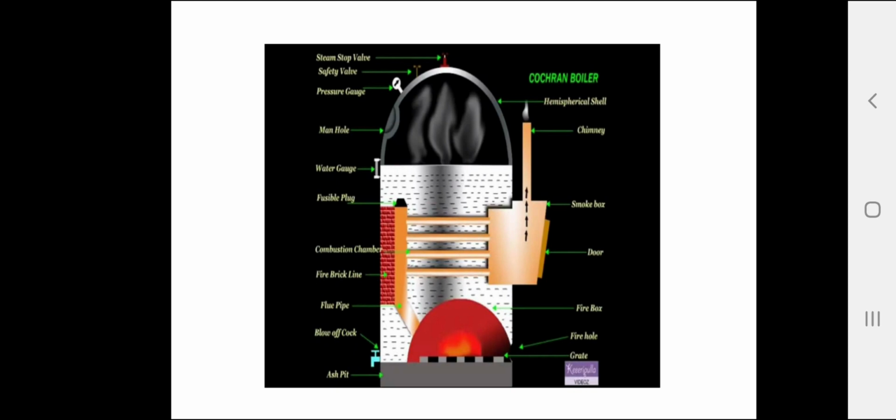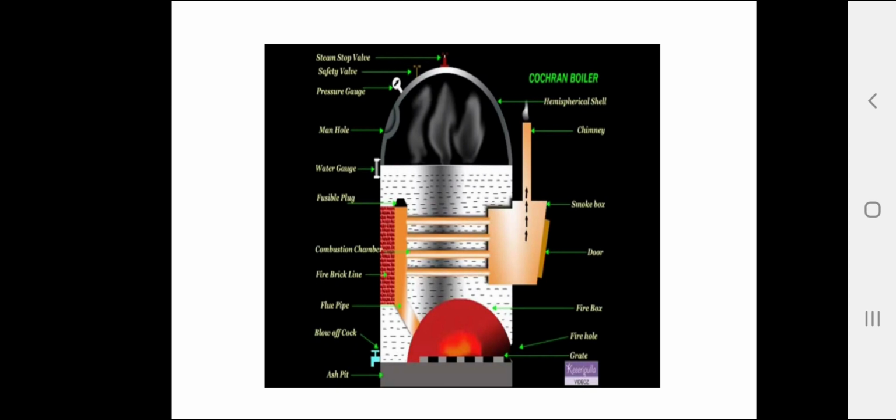Once the steam is there, you can measure the steam pressure with the help of the pressure gauge and take it out for application. There is a blow off cock, and a feed valve to supply water. The water gauge is also there. The fusible plug is used. So this is the general construction of the Cochran boiler, which is one of the fire tube boilers.